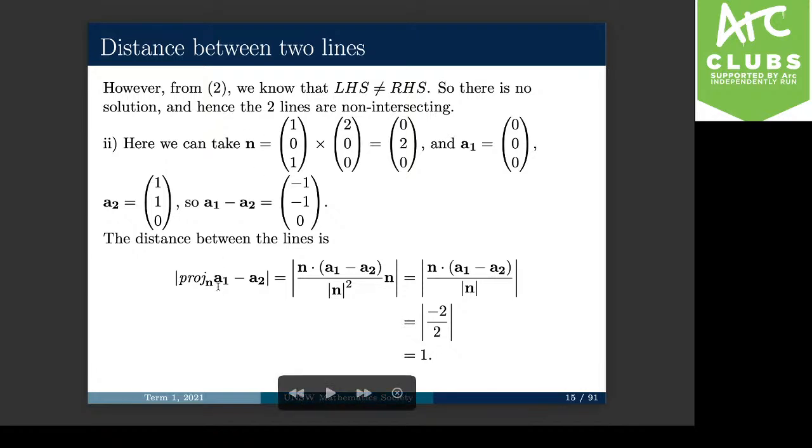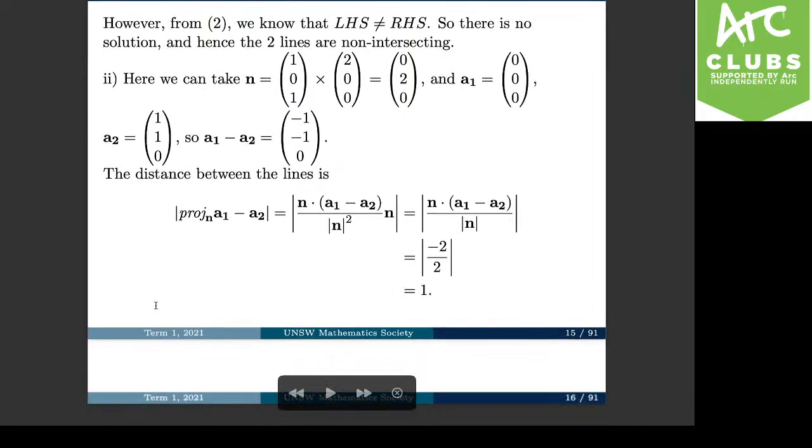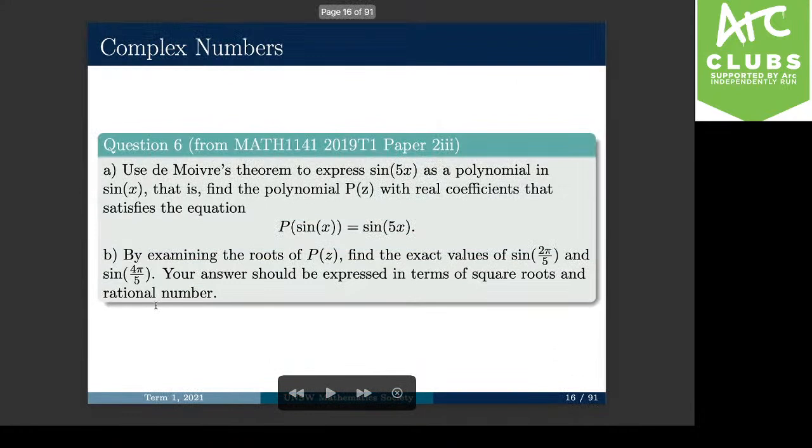So you simply apply this formula. This formula is quite universal, and I think that question is in the 2020 paper. So you just apply the same thing. Okay, so now moving on to some complex numbers, if there's no question.